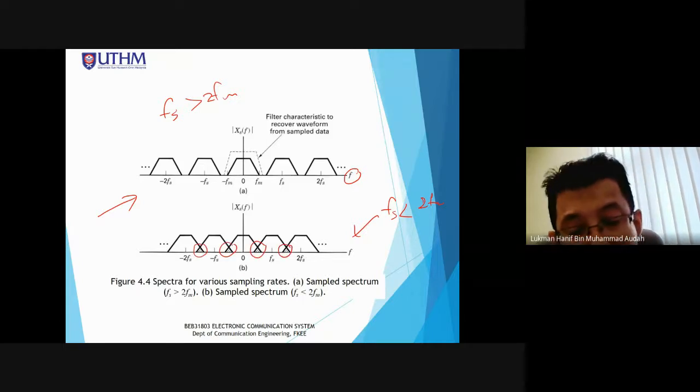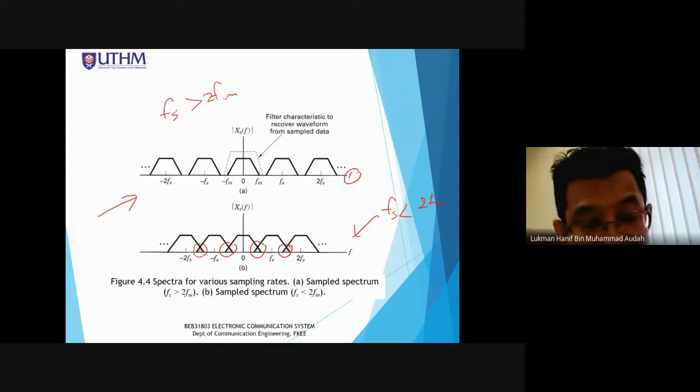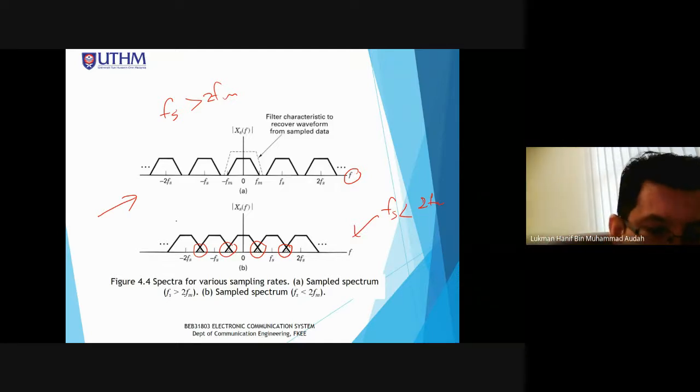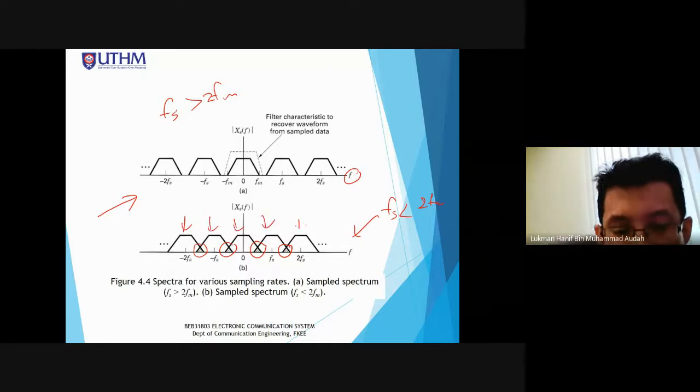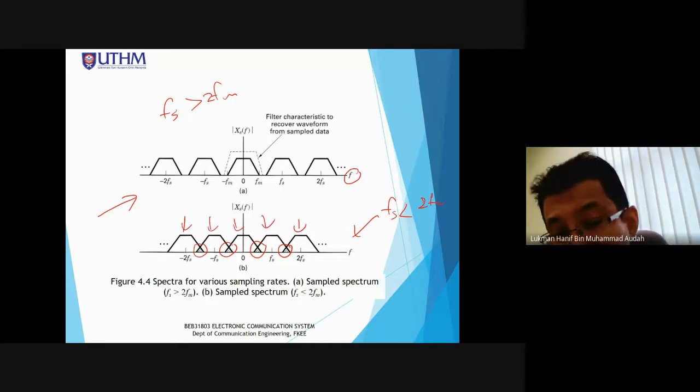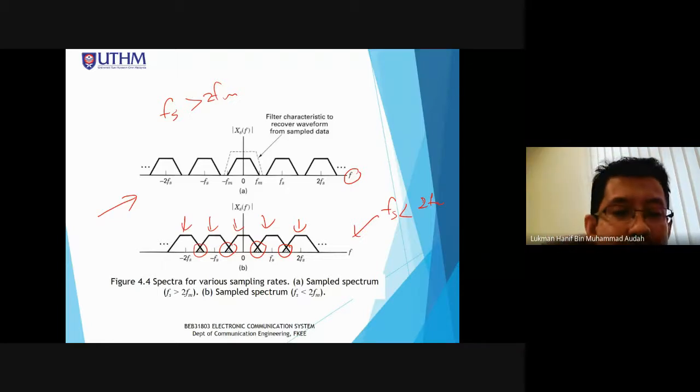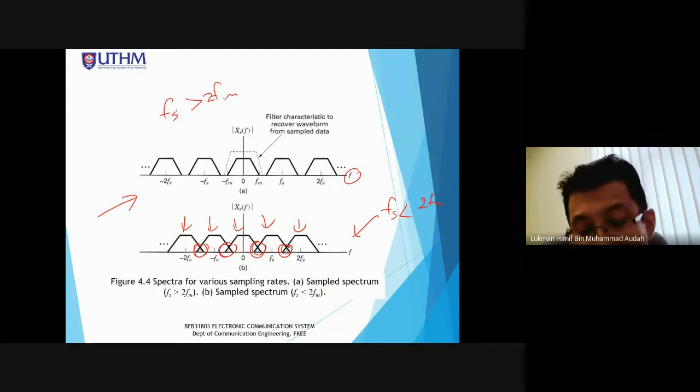Ini sample value yang kita ambil akan bertindih. Ini yang saya panggil sebagai simbol. Okay, sampling value symbol akan overlapping. This is what we call as the aliasing. Okay, yang pertindihan inilah yang disebabkan oleh ini yang dipanggil sebagai aliasing.